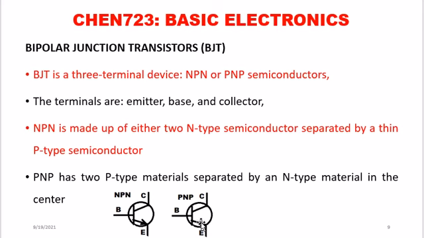So what's the difference between these two? Whenever you see the arrow pointing out, we say this is an NPN type of transistor. But if the arrow is pointing in, we call it a PNP transistor. And this type of material is used for different applications. But before seeing the applications, let us see how we can operate them.